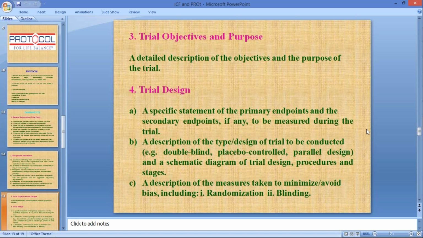And design: the type of the study, the design of the study. So which type of study is to be done and which design is to be followed, whether it is single, double, triple, open, and whether it is placebo control, active control, whether it is parallel, crossover, factorial. Okay, we'll have all these.